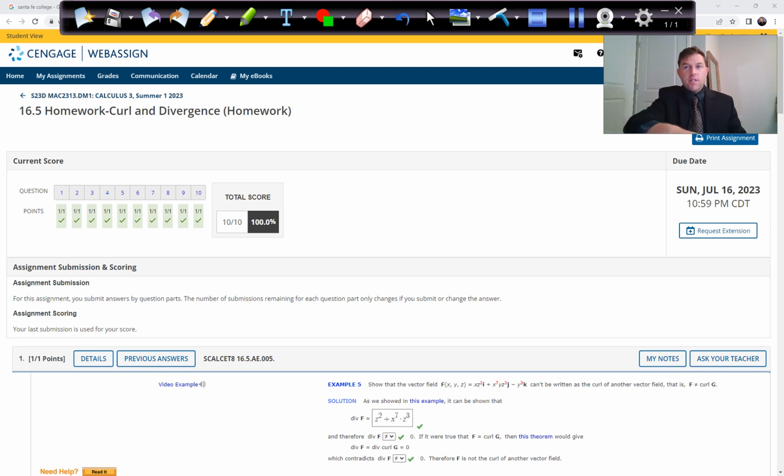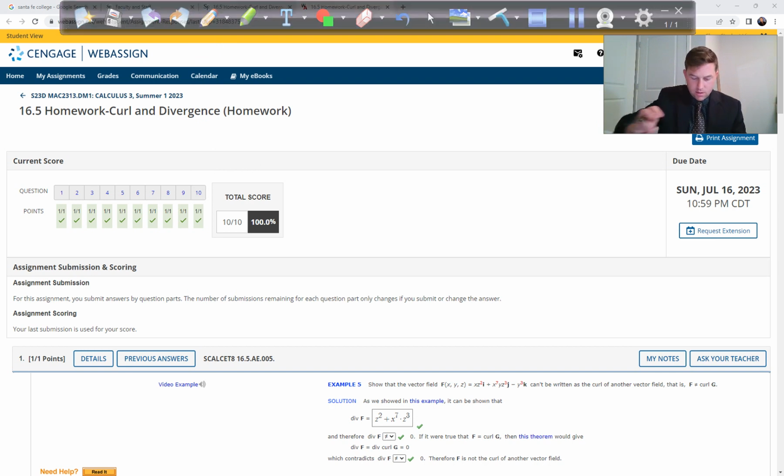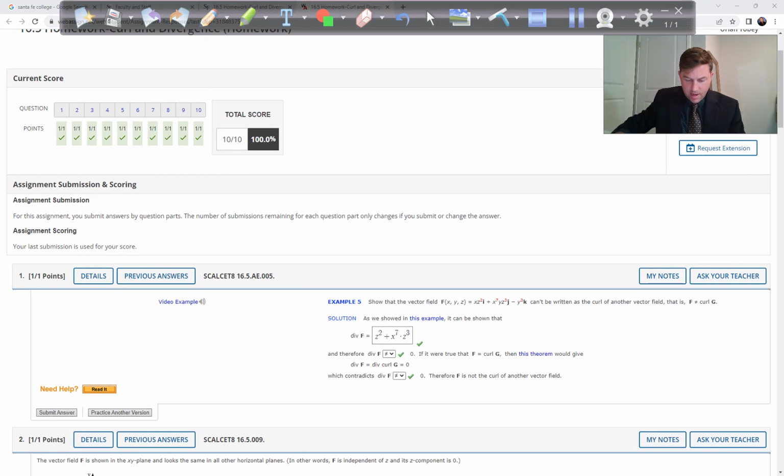In Chapter 16, Section 5, we'll look at the curl and divergence of a vector field. So let's find out what they're about. In the first problem, it says, show that the vector field F can't be written as the curl of another vector field, that is, F does not equal the curl of G.